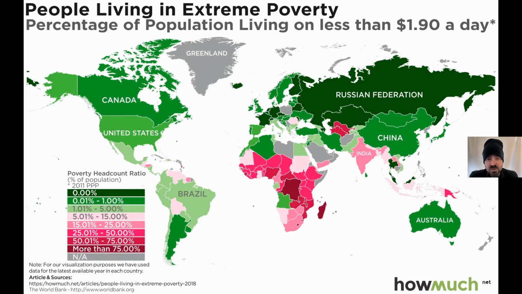This is like Dora the Explorer. You got it, yeah. The countries in green have less people, a lower percentage. And the countries in pink and deep red have a higher percentage of people living in absolute poverty.